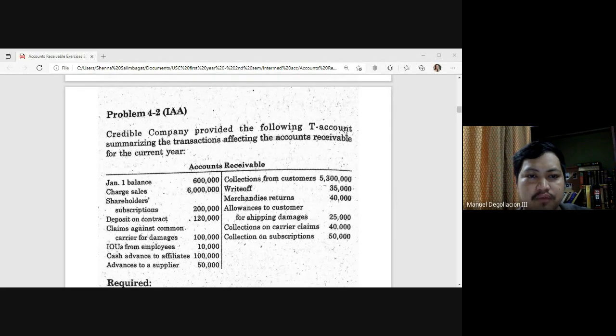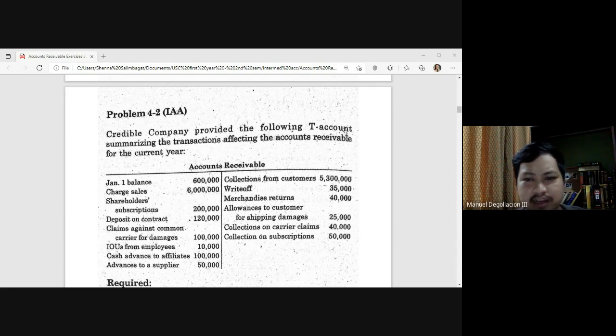We have here the T account for your accounts receivable as provided by the company. When your classmate was asked to compute for the correct ending accounts receivable, she told us that out of all these debit and credit postings, only the following are relevant. The January 1 balance, 600,000. The charge sales, 6 million. The collections from customers, 5,300,000. The write-off of 35,000. The merchandise returns of 40,000. And the allowances to customers of 25,000.